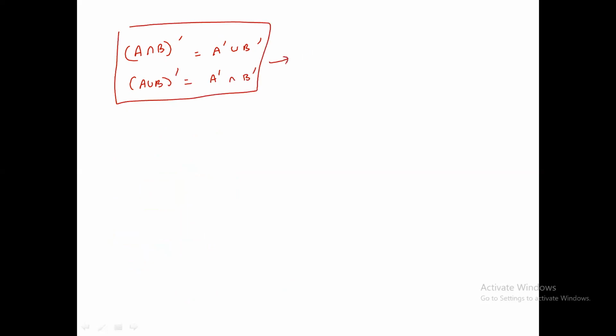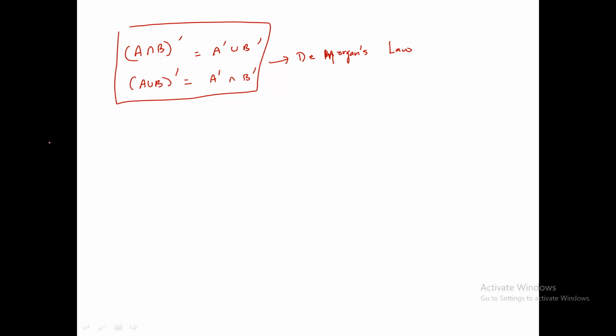These two, that is A union B whole dash equal to A dash intersection B dash, and A intersection B whole dash equal to A dash union B dash, are called De Morgan's law. These two you can name them.